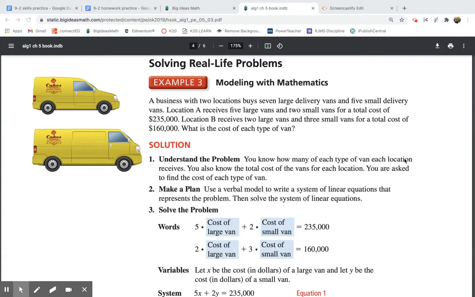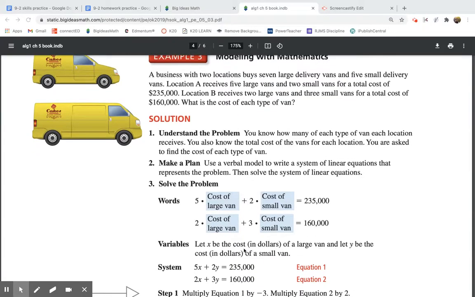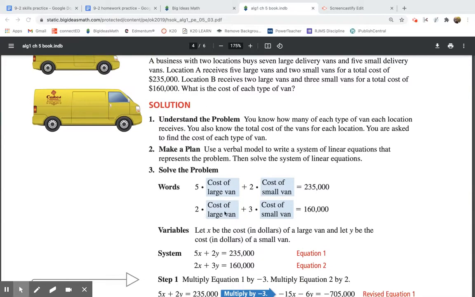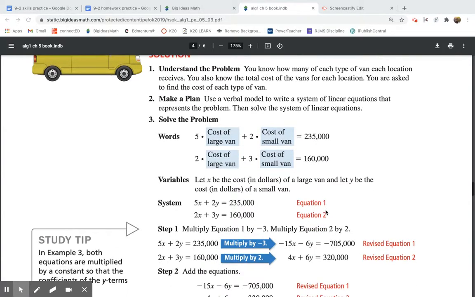So the first thing we look at is location A. It had 5 large vans and 2 small vans for a total cost of $235,000. So that would be your equation. It says down here we can let X be large vans, Y be the small van. If we were to switch them, that's okay, as long as we kept it the same in both equations. So that would be 5X plus 2Y equals $235,000. For location B, they had 2 large vans, 3 small ones for a total cost of $160,000. So that would be 2X plus 3Y equals 160. So they have that here.